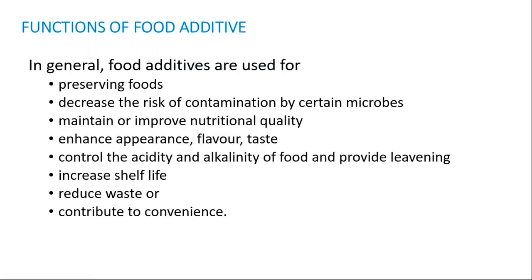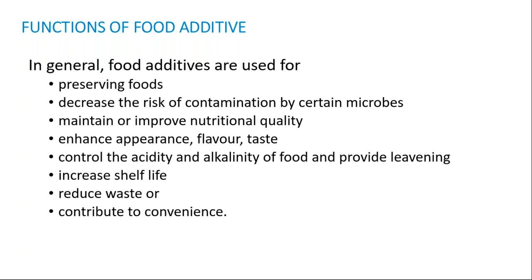So what are the functions of a food additive? The major functions are: it is used for preservation of food, that is to prevent microbial growth or microbial degradation, growth of yeast and mold, and any contamination by other microbes. It is used to maintain the nutritional quality. For example, if I have added vitamin C, at the end of the shelf life I would like to see the same amount of vitamin C. And so an antioxidant can be added so that the nutritional quality is preserved.